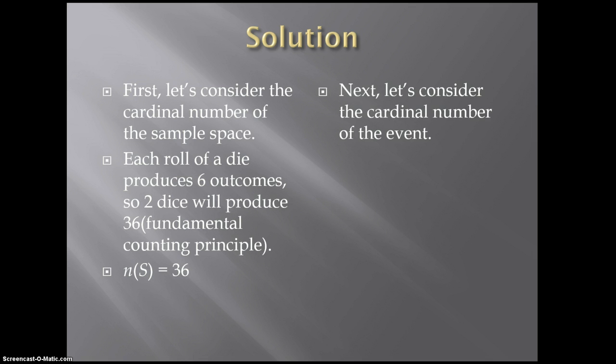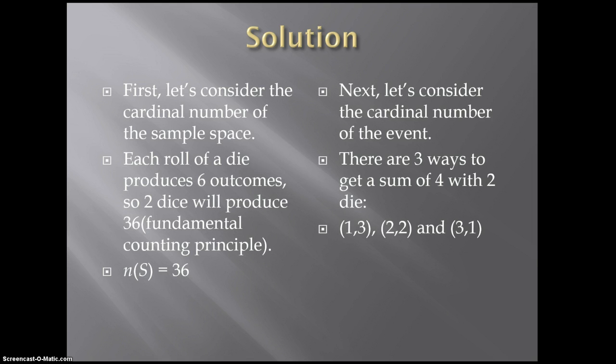Now let's consider the cardinal number of the event that we want. In this case, there are 3 ways to get the sum of 4 with 2 dice. You could get a 1 and a 3, a 2 and a 2, or a 3 and a 1. So the cardinality of the event is 3.